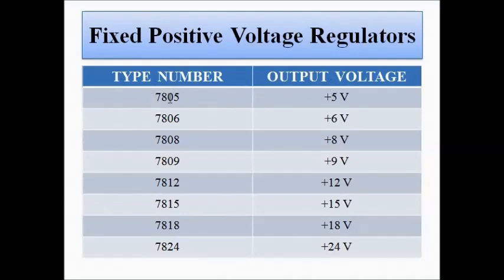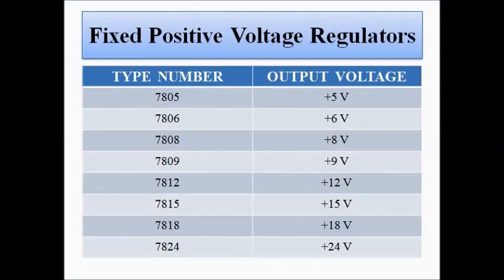78 denotes that we will get positive output, and the remaining two digits 05, 06, 08, 09, 12, 15, 18, 24 represent the exact magnitude of the positive voltage: 5 volt, 6 volt, 8 volt, 9 volt, 12 volt, 15 volt, 18 volt, 24 volt. Normally these 5 volt and 12 volt voltage levels are commonly used for various purposes.